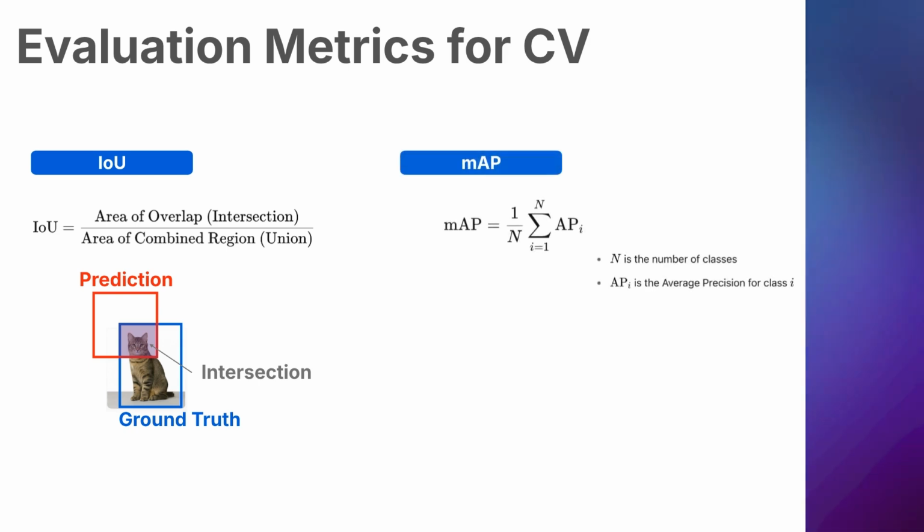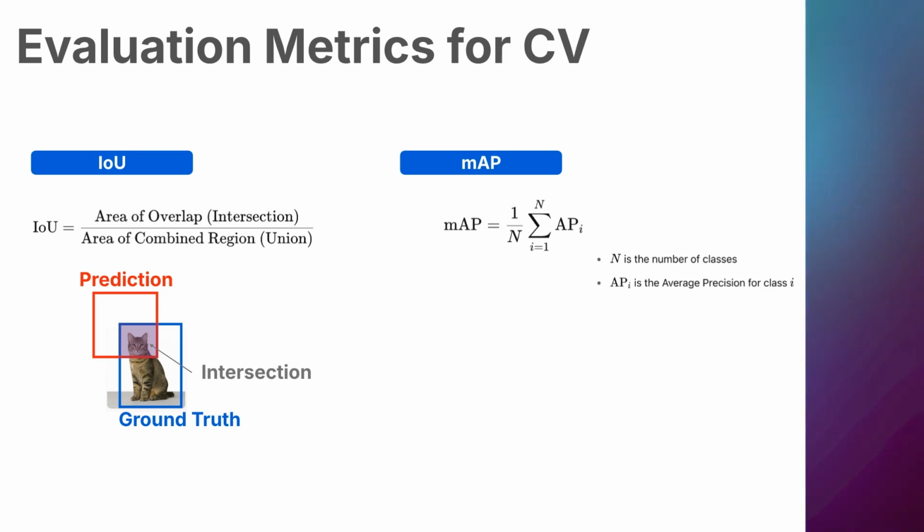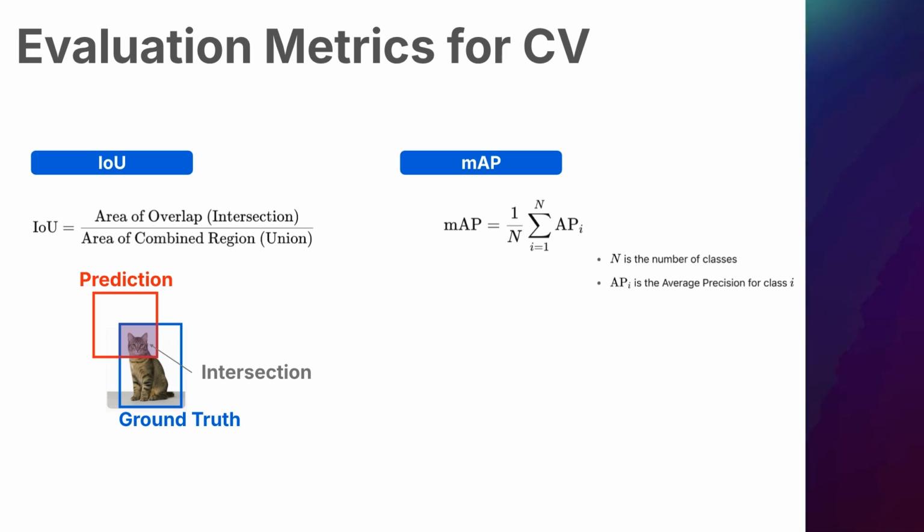Next, mean average precision. It is a common metric used to evaluate how well an object detection model performs. It tells us how accurately the model detects objects and how well it avoids false detections. To calculate mean average precision, we first calculate something called average precision for each object class, like cat, dog, or car.